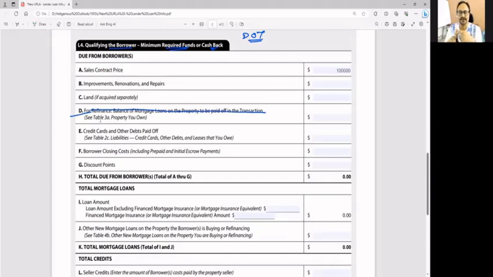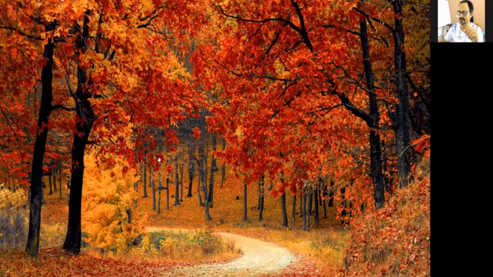Remember, sometimes what happens is the borrower might be paying more, might be paying a credit card, might be paying some other debts. Remember debt consolidation in a cash out loan, right? So if he is going to pay some debts along with this transaction, how that is going to happen, that is what exactly I'm going to tell you here.